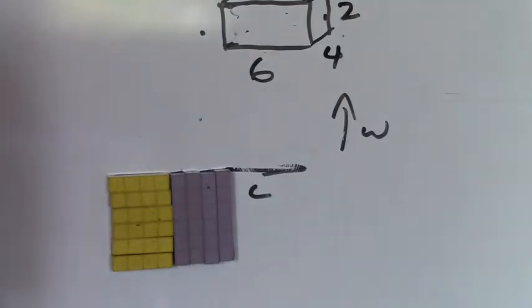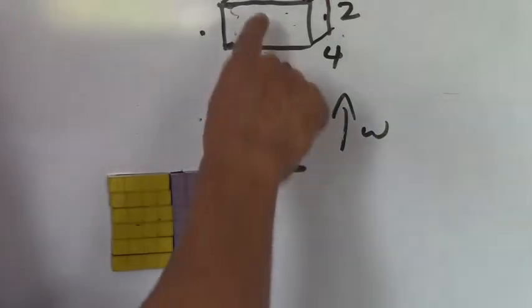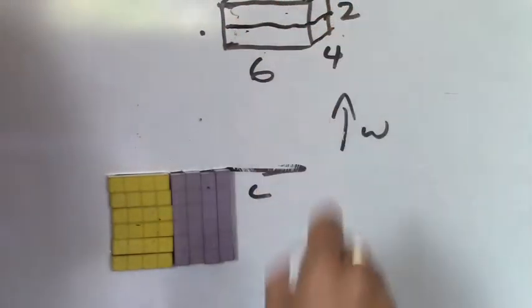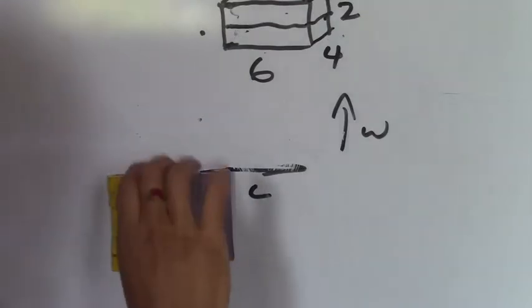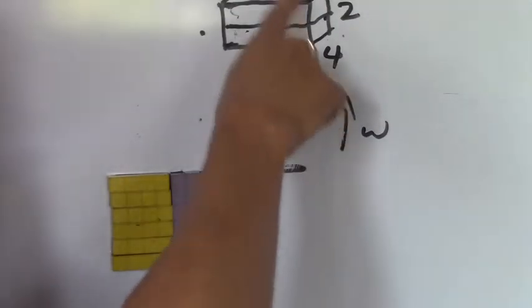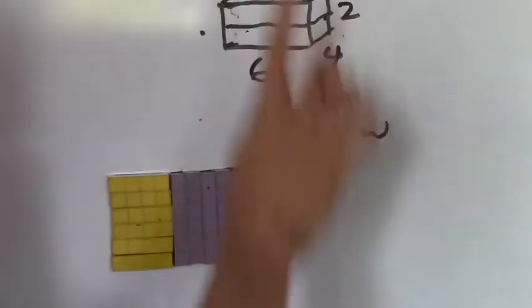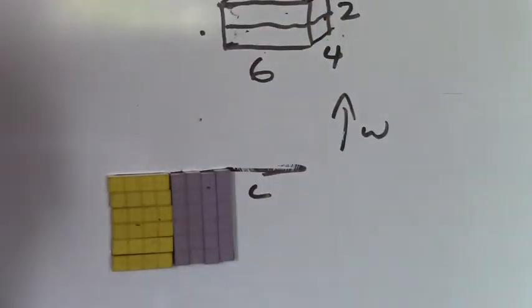Your volume? 24? 24 would be the area of the top here. Let's put a line here. Because right here, this would be 24, right? The purple one? Yeah. But wait a minute. If you count everything, what's 6 times 4? 6 times 4 is 24. But you got 2 of them, right? So what's my volume? 48. There you go. See how it works?